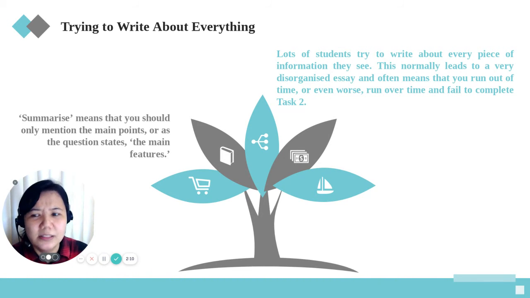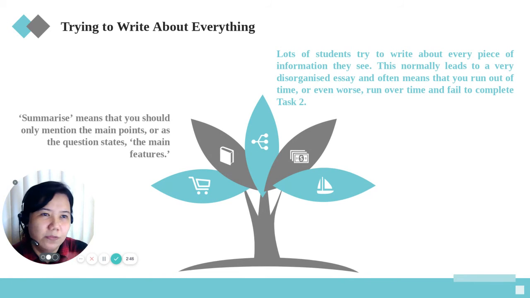I think lots of students try to write about every piece of information that they see, but this normally leads to a very disorganized essay, and it often means that you will run out of time, or even worse, you will run over time, and then you will fail to do task 2. So you always need to keep in mind that for this task, it is as much about what you do not write as it is about what you do write.